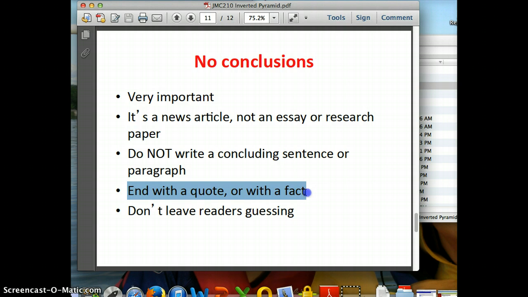You can end with a quote or a fact. Ending with a quote is great, as long as the quote doesn't make people confused. But that's a great way to end a story, with a quote. Or you can end it with a fact. The one thing you don't want to do is leave readers guessing. Don't leave readers with questions in their mind. Okay.